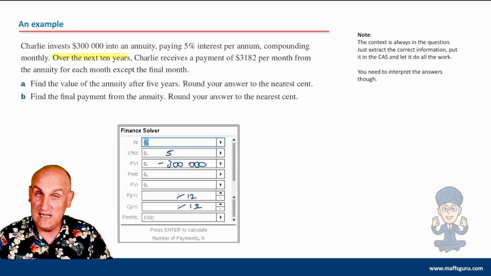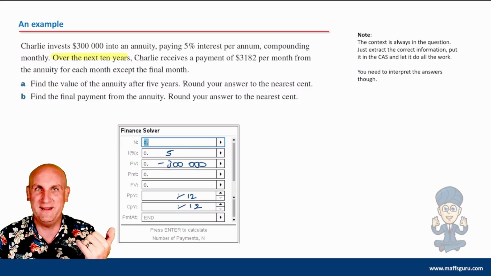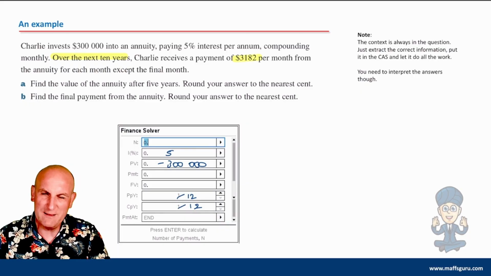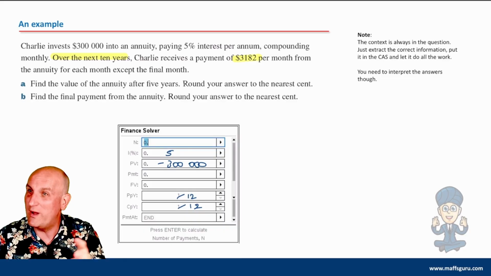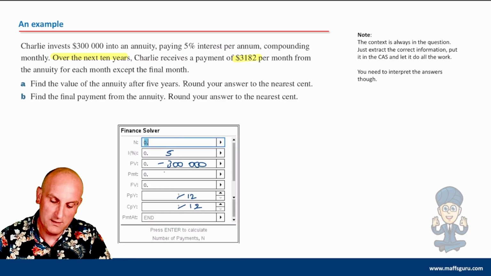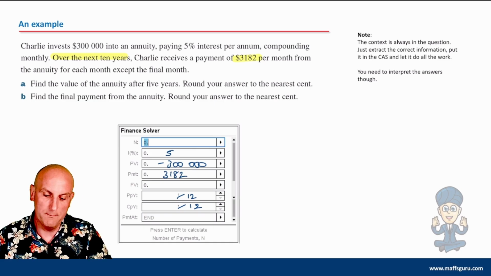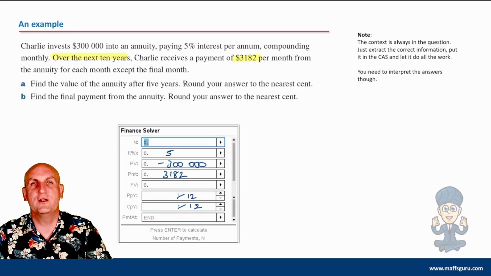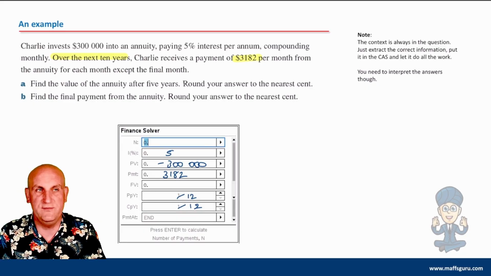Charlie receives a payment. Oh, give me the money. Show me the money. Anyway, all right. So I'm getting some money. Is that positive or negative? If I get money, it's like, oh, I like money. Money makes me happy. Money makes me positive. It's got to be positive. So $3,182 per month from the annuity for each month except the final month. And again, that sort of makes sense. The last month you're going to run out of money. There's not going to be quite enough in there.